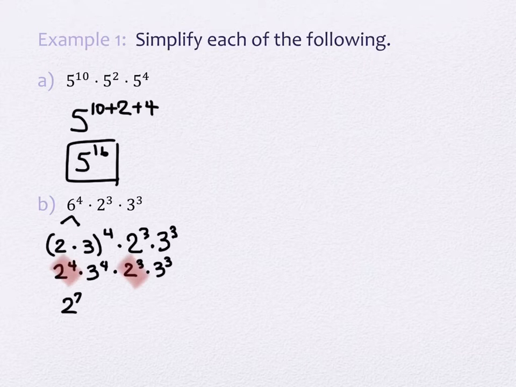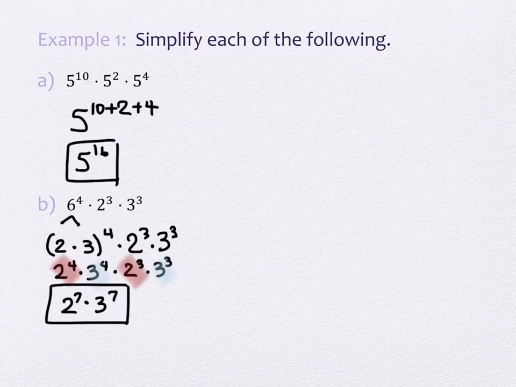And then I can do the same thing with the 3's. And how many 3's are there? 7. So one answer to this problem is 2 to the 7th times 3 to the 7th. Now in some fashion, this is a little bit more simplified, you can think of it that way, than the other version I'm going to show you, because 2 and 3 are primes.